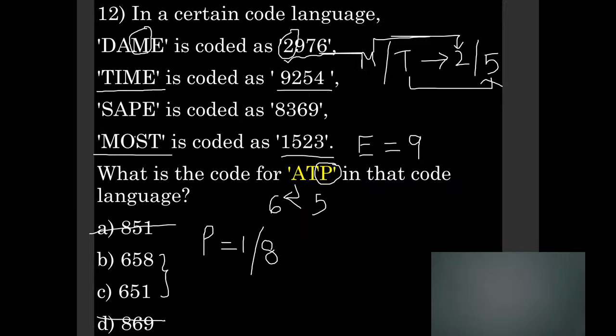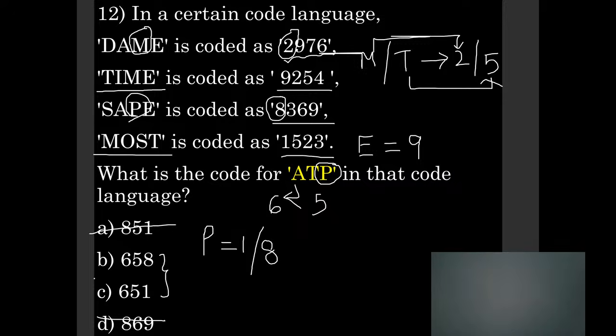Okay. If you observe the third one, third line, SAPE is coded as 8369. So we have P in this. We have 8 in that. But we don't have any 1 in that. So that means P value is not equal to 1.